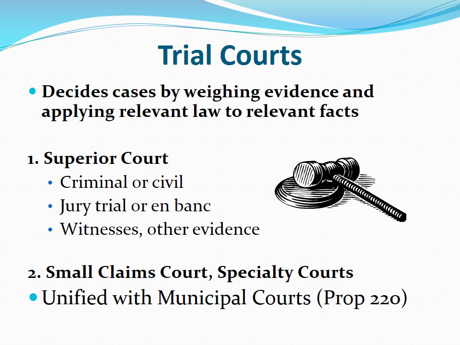So let's talk about the trial courts first. What happens there? The trial court is where you actually see the most action. That's why there are so many of them. The job of the trial court itself is to decide the cases by weighing evidence and applying relevant law to relevant facts. This is actually the only level of courts where you're going to get an actual trial, per se, where the parties get to bring in evidence in front of an arbiter, in front of a fact finder. The fact finder gets to look at the evidence, apply the law, and decide who to weigh in favor of.